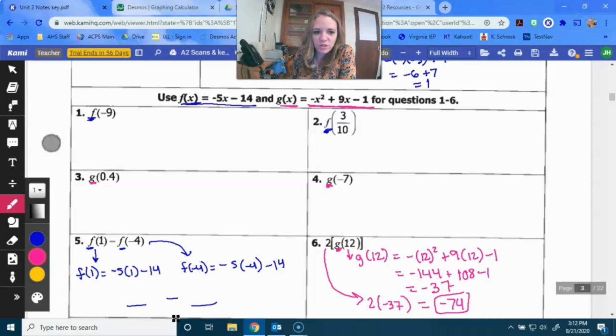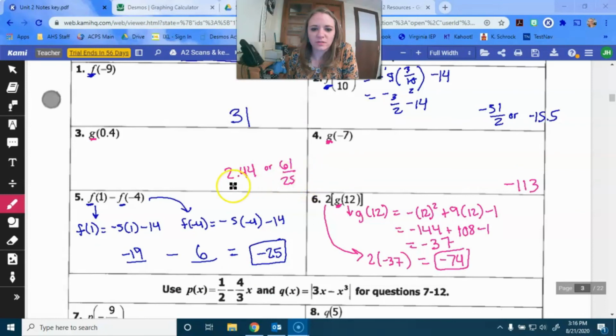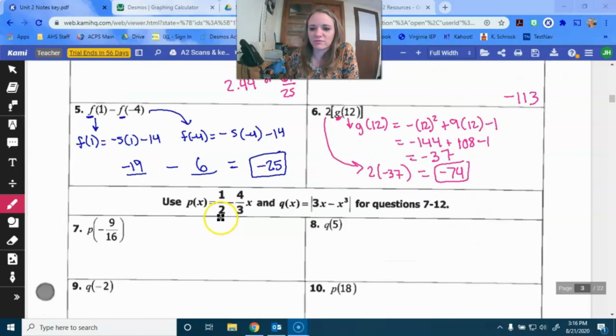So why don't you go ahead and pause the video and try these out on your own. Press play when you're ready to see the solutions. Just 1 through 6, or 1 through 5. All right, your solutions: number 1 is 31. Number 2 is negative 31 over 2, or negative 15.5. Number 3 is 2.44, or 61 over 25. Number 4 is negative 113. Number 5 resulted in this function negative 19 minus this function got positive 6. Negative minus a negative is really you're adding negatives, giving you negative 25.